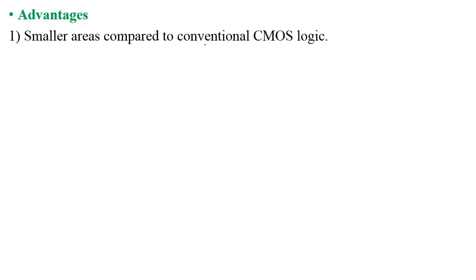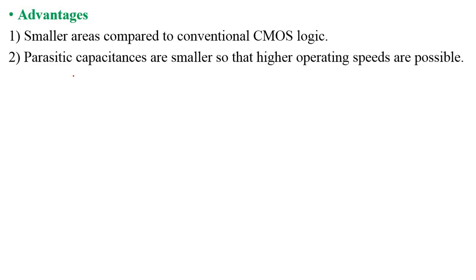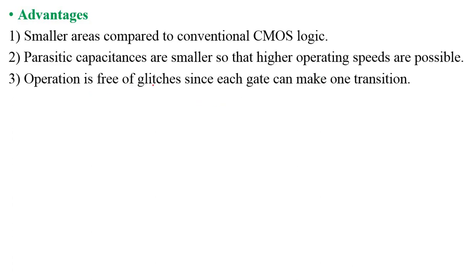Next, let us see the advantages. The advantages are small area compared to CMOS logic, small parasitic capacitance which gives higher speed of operation, and freedom from glitches. Free of glitches means it actually takes some time for one output to change to 0, so glitches would be present. To avoid that, a NOT gate is connected, so automatically it is free of glitches.